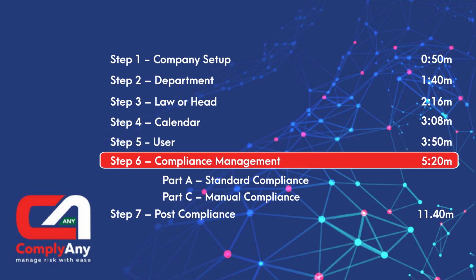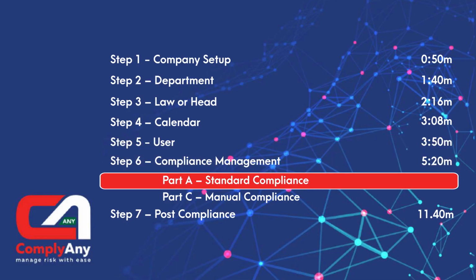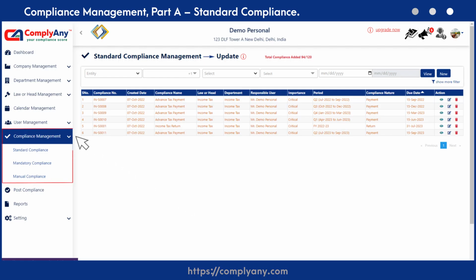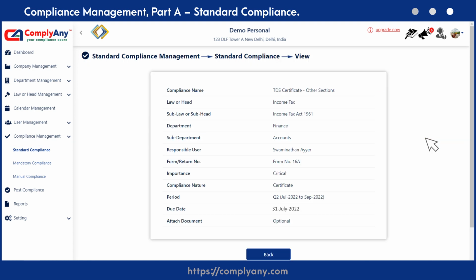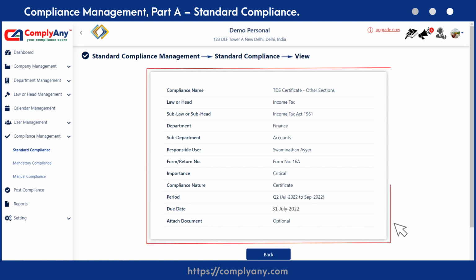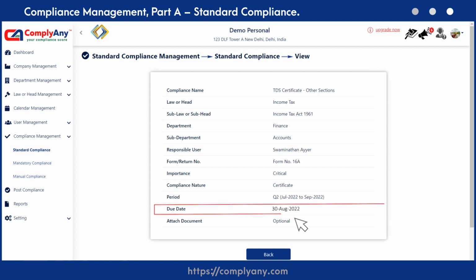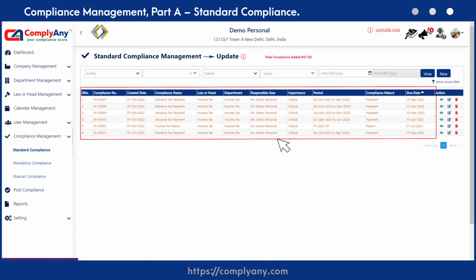Step 6. Compliance Management. Part A. Standard Compliance. There are 3 types of compliances in the system. 1. Standard compliance. 2. Mandatory compliance. 3. Manual compliance. Standard compliances are those for which the government or authority has fixed a date, for example, income tax return to be filed by the 31st of July of every year. The system has a list of these compliances. In case the date is changed by the government or authorities, the system will update these changed dates automatically. The user doesn't need to remember or do any date change. These compliances are shown in brown color font.